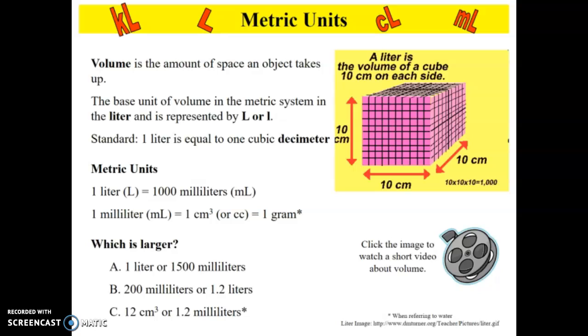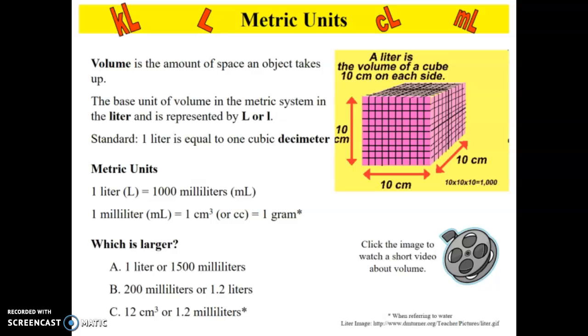So volume ultimately is the amount of space that an object takes up. Remember, mass is the amount of stuff inside of the space, but volume is the actual space. So think about a basketball, right? The volume of a basketball would be measuring the overall surface. Or you can look at the cube to the right. It's length times width times height. You're just measuring the outside volume.